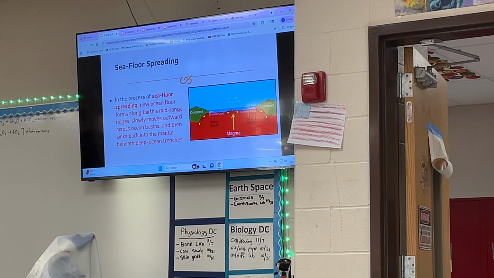And then with seafloor spreading, new ocean floor forms along the Earth's mid-ocean ridges, slowly moving outward across the ocean basins, and then sinks back into the mantle beneath the deep ocean trenches. So we already kind of mentioned that it goes up, and the continental crust is just so much thicker that the less dense ocean crust is going down. And again, it's not like the continental crust stopped right at the coast. This usually happens out in the ocean a little bit. Sometimes it'll happen right up against the crust, but a lot of times we're out into the ocean a little bit when this is happening.